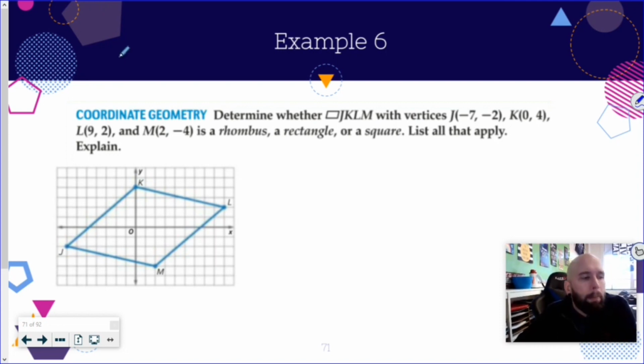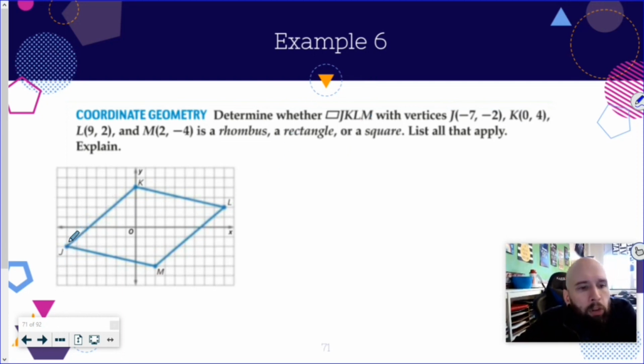In order for it to be a parallelogram, first off, because all of these fit under the parallelogram umbrella, opposite sides have to be parallel, which means their slopes have to be the same. So let's first determine that. Let's find the slope of each guy just by doing rise over run.